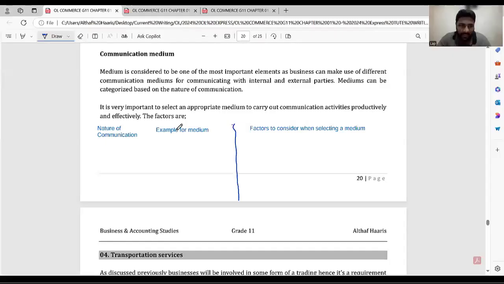In the chat box regarding the sounds. Loud and clear? Am I loud and clear? Yes, perfect.